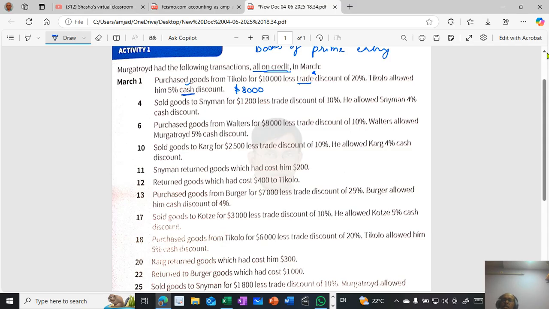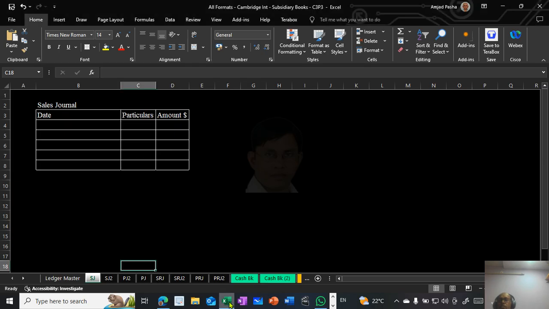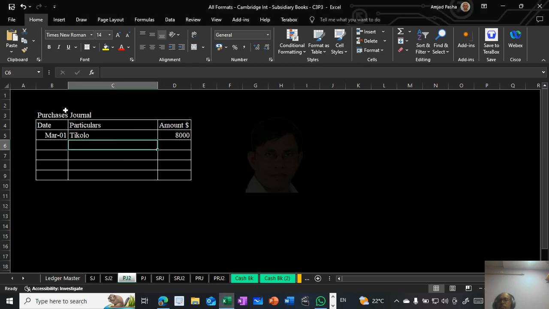So first entry, purchase goods from Ticolo for 10,000 less trade discount of 20%. We never record trade discount. We have to record the transaction at net amount. So 10,000, 20% is 2,000. 10,000 minus 2,000 is 8,000. 8,000 we record in the purchase register. So purchase register, Piccolo 8,000.